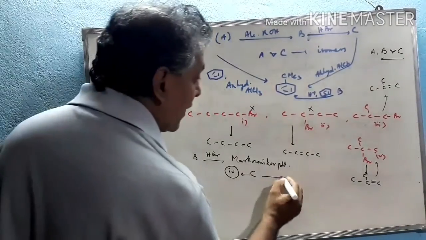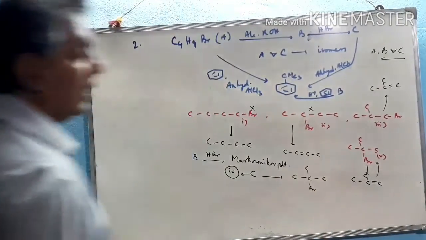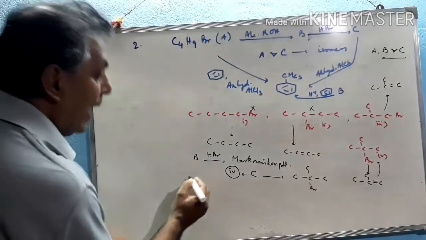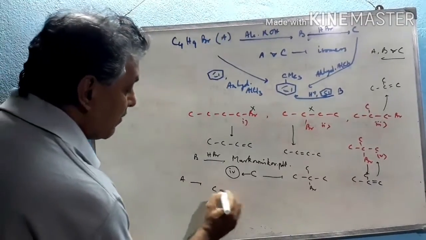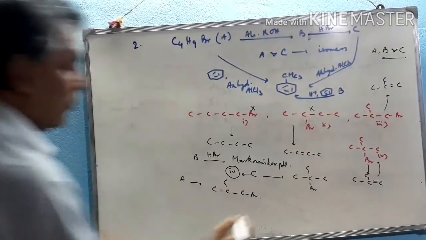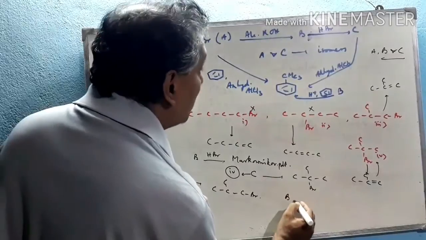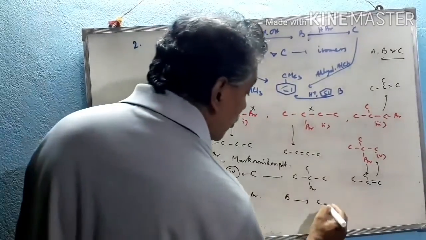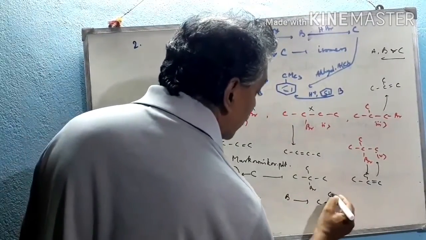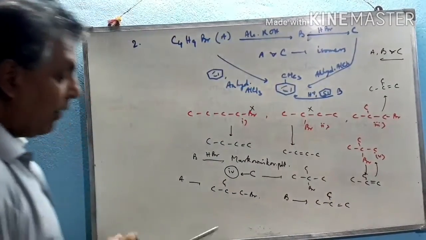That means C is 2-bromo-2-methylpropane. Therefore A is 1-bromo-2-methylpropane. Therefore B is 2-methylpropene. So A, B and C can be identified.